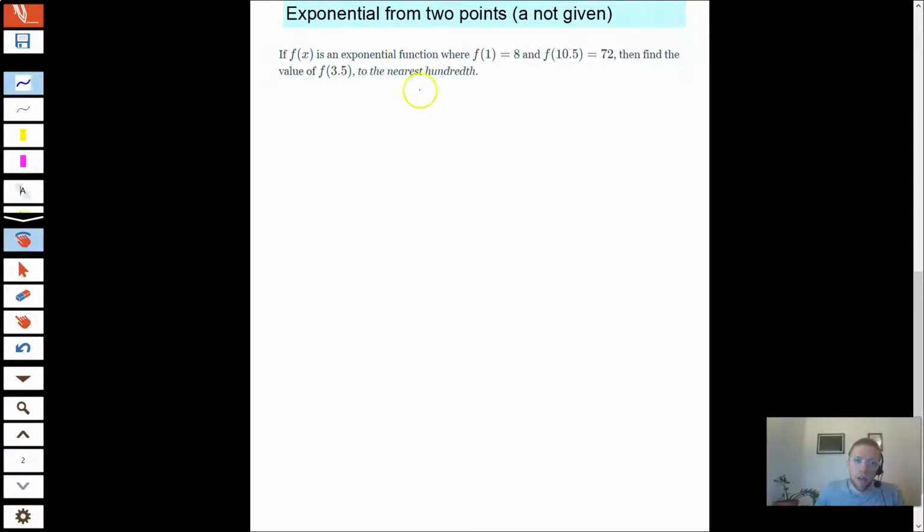We're going to start with our general form y equals ab to the x. And then we're going to plug in our 2 points. Okay? And just to be clear, f of 1 equals 8. I think most of you know this means that's the point (1, 8) for my x and my y. And (10.5, 72) is my other point based on what's given to me here. Because this means f of x equals this y.